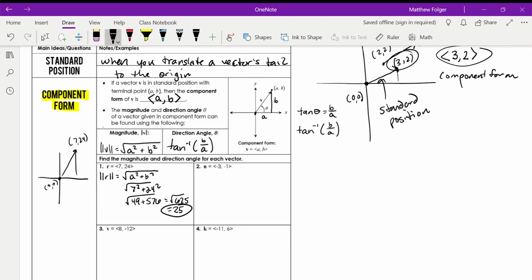The other one is, if I want to find the angle, it's going to be tan⁻¹ of 24 over 7. That'll tell you the angle that that vector is moving. So the inverse tan of 24 over 7 is about 73.7 degrees.